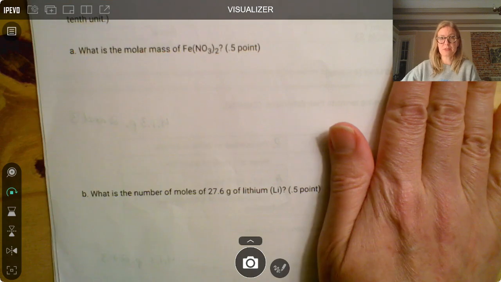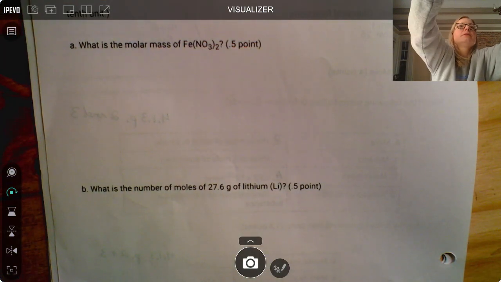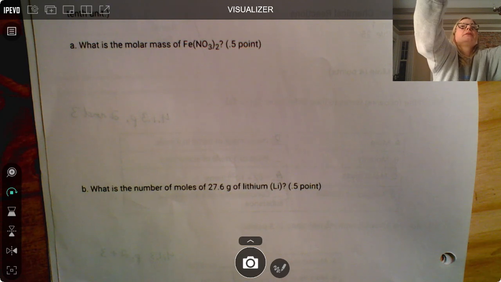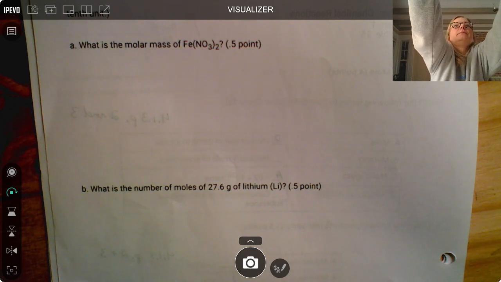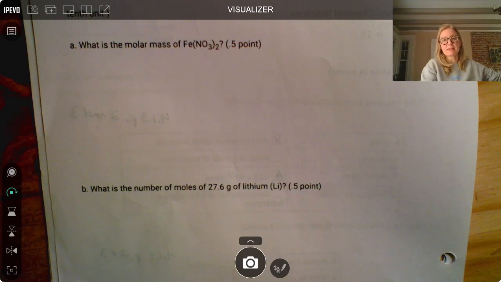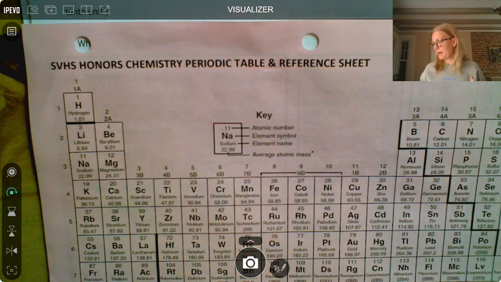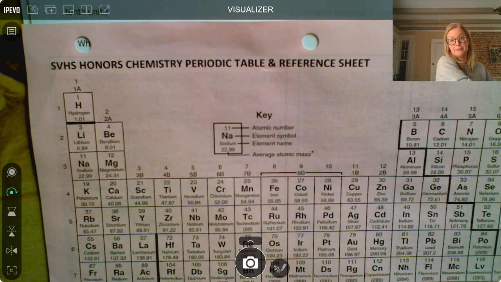Right, and then this is where things start to get tricky. So it says, what is the molar mass of... hold on 1 second. I just need to get my periodic table here. Okay, so what is the molar mass of Fe(NO3)2? Okay, so first I just want to explain some things. So I'm going to do a little interlude here, and hopefully this will clarify a lot of what you read.